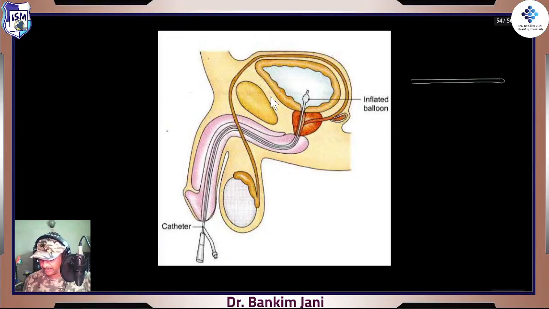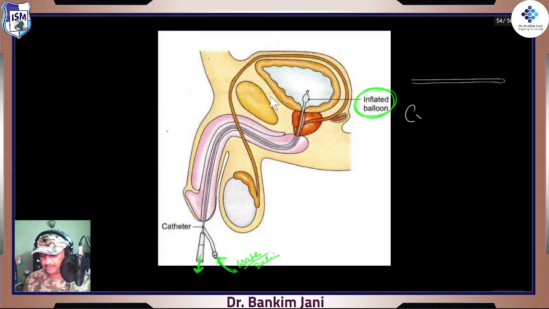Then from over here, right, from this point, water or saline is injected. So this balloon inflates. So then it is pulled back. So now this catheter is locked. So it won't be accidentally pulled out, right? So that's the meaning of this inflated balloon, and that's the catheter. From here, the urine bag is attached, and urine keeps on getting collected.